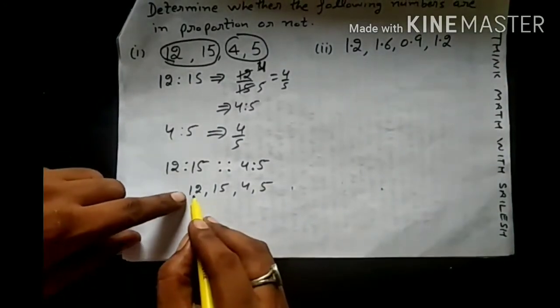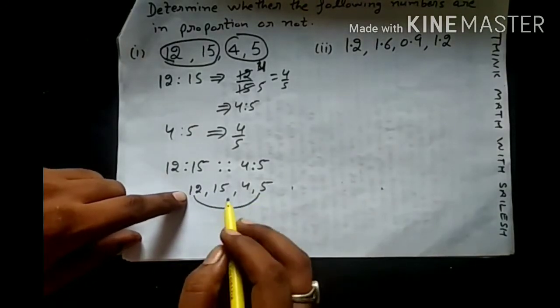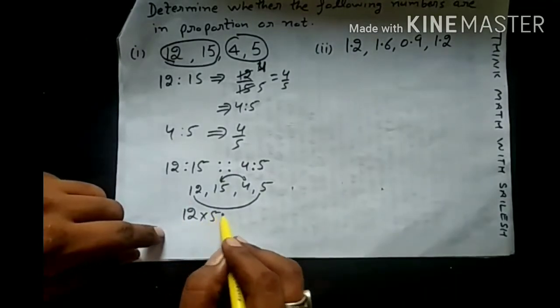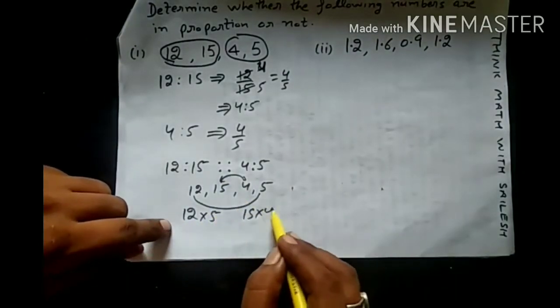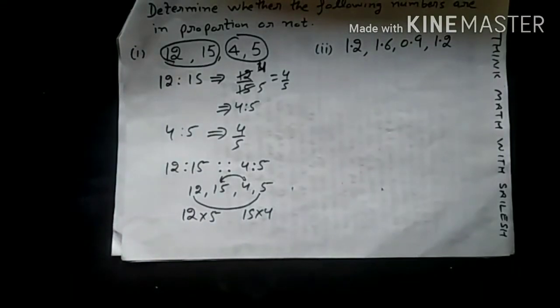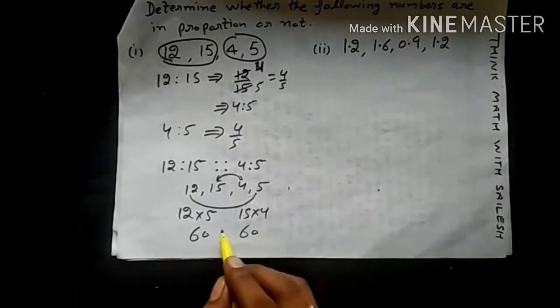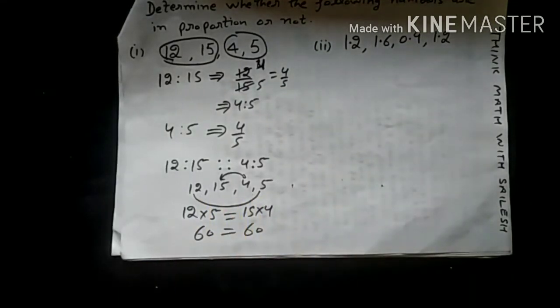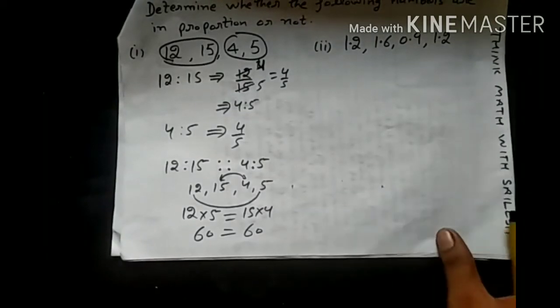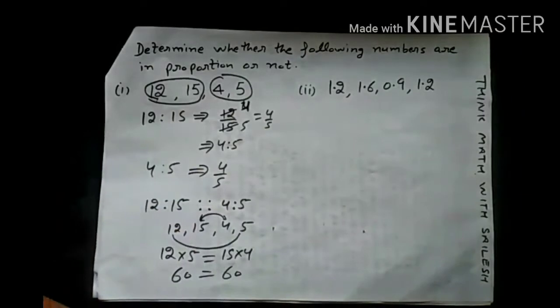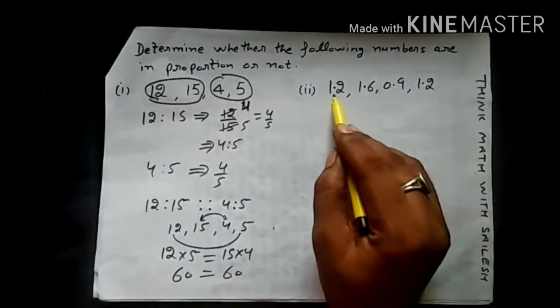So students, do you understand this question? Now the second method is going to be introduced. You will multiply the extremes and the means. If the answers are same, then these are also in proportion. Here you can see 12 and 5 multiply to 60, and 15 multiply 4, those were the middles, the answer is also 60. So this was the second method to determine whether the given four numbers are in proportion or not.